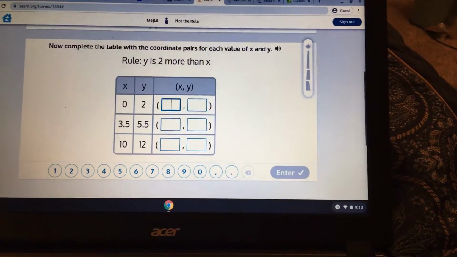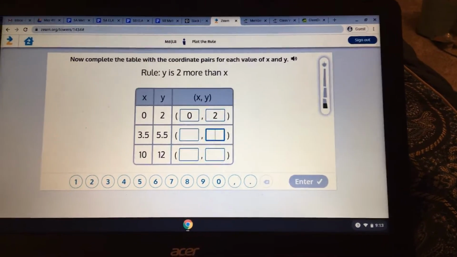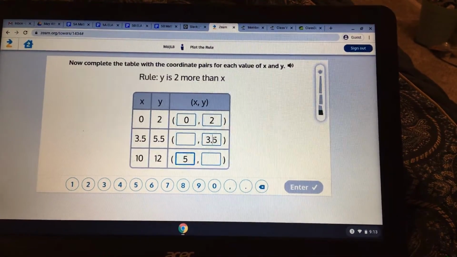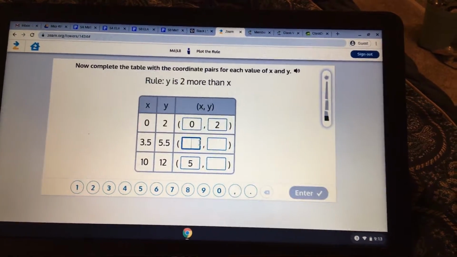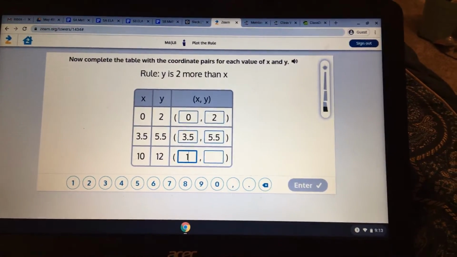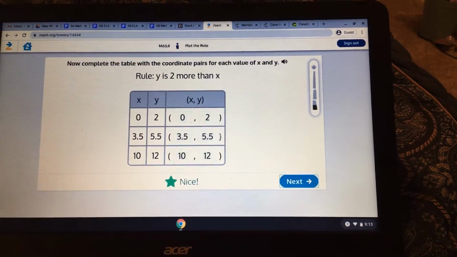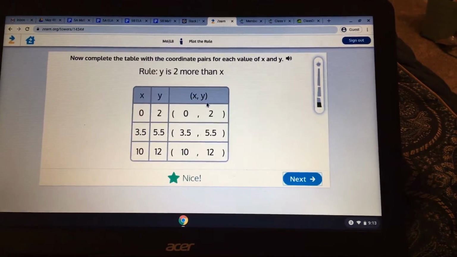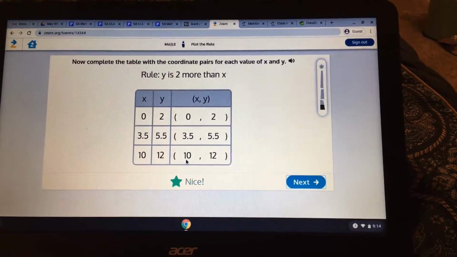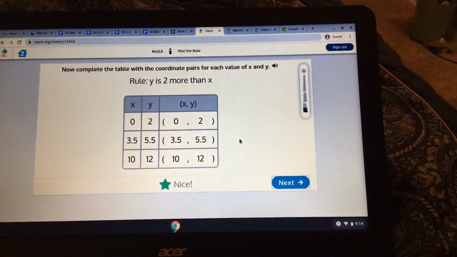All right, so here we're just copying our coordinate pairs now that we have them figured out. I'll go here, 3.5 here, 5.5 there. Here we have 10, and then our last one is 12. So when we write them as coordinate pairs, it's x comma y. So 0 comma 2, 3.5 comma 5.5. Here we have 10 comma 12. Our x coordinate is always written first, y coordinate always follows.